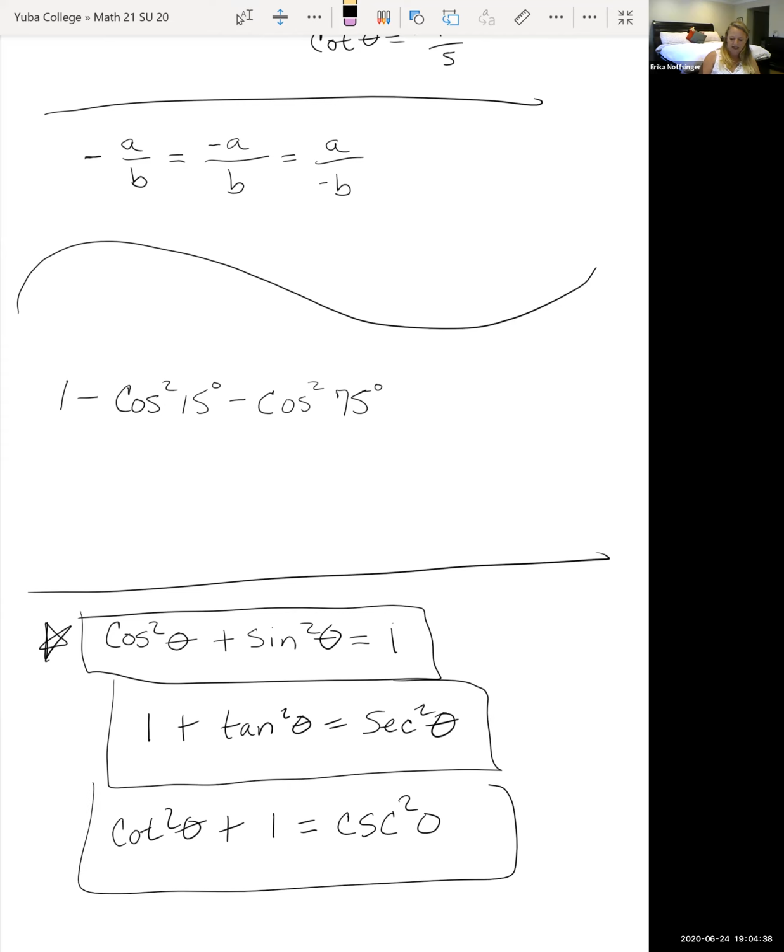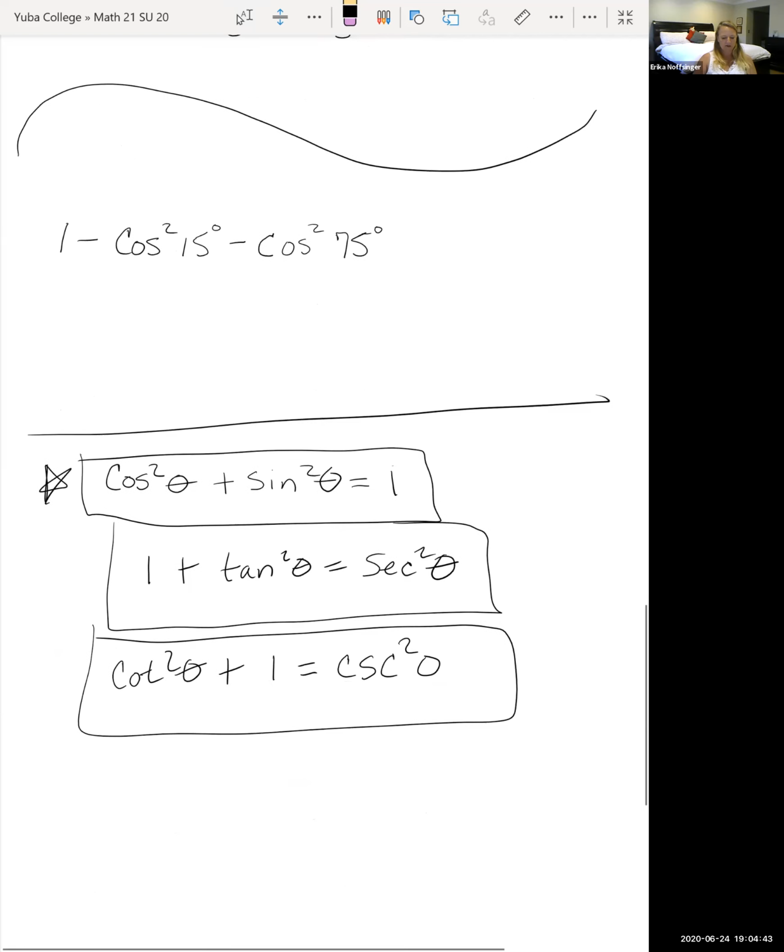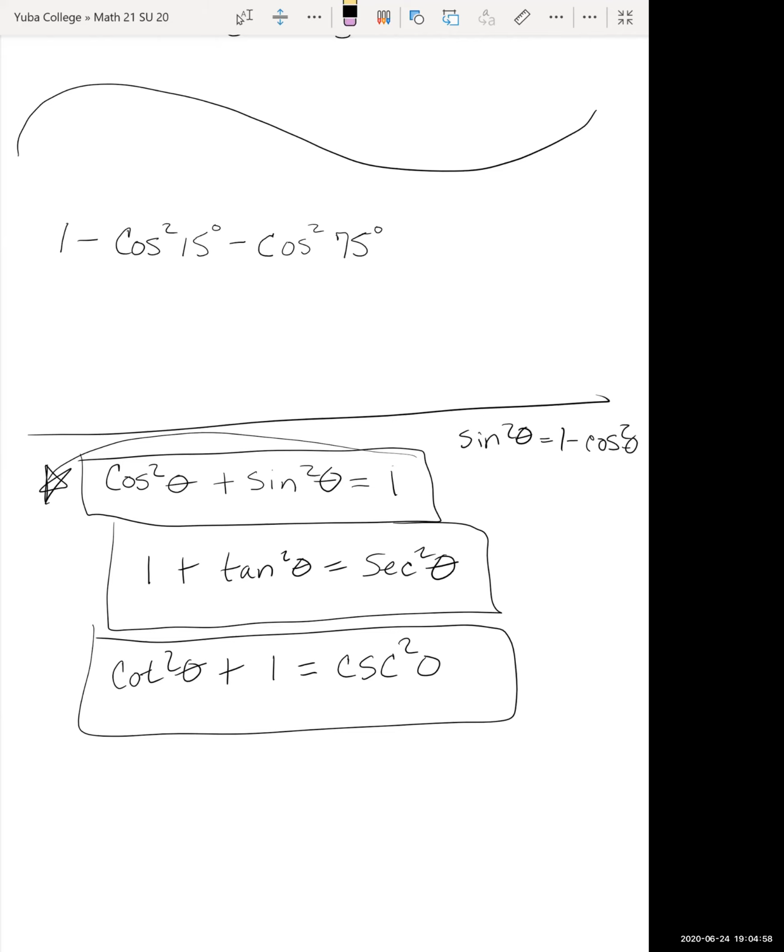And then you can get any type of form from here by moving things over to one side of the equation. So I know sine squared theta is the same thing as 1 minus cosine squared theta. So we use the reciprocal identities to create Pythagorean identities off of 1. And do we use quotient identities as well for the tangent and cotangent? So that's what I'm using.